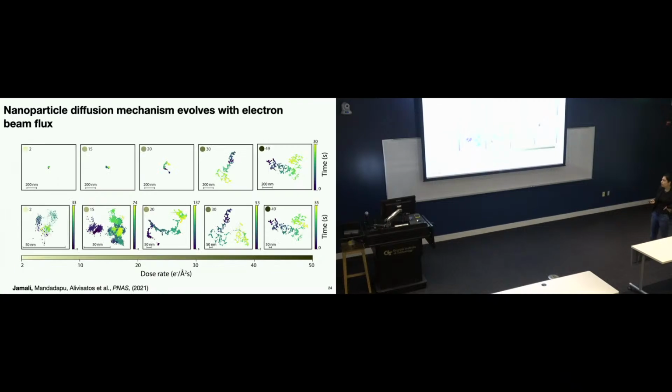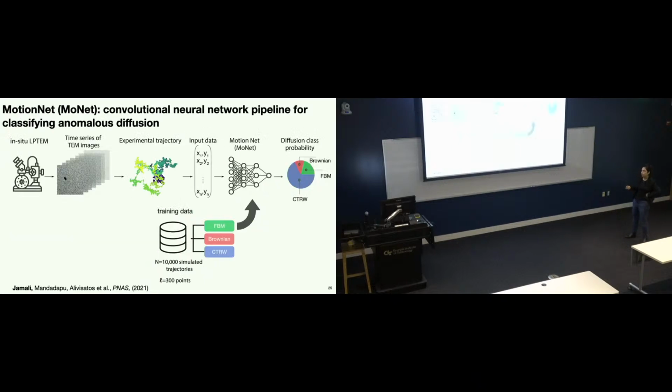So what we started to do was collect a large data set of nanoparticle motion across dose rates from 2 to 49. This is an example of some of the trajectories. These are the same ones that you were looking at in the magnified version. The only thing you can see is that the diffusivity for sure increases. The diffusion mechanism is also evolving with the dose rates from 2 to 40 to 50 electrons per angstrom squared per second.